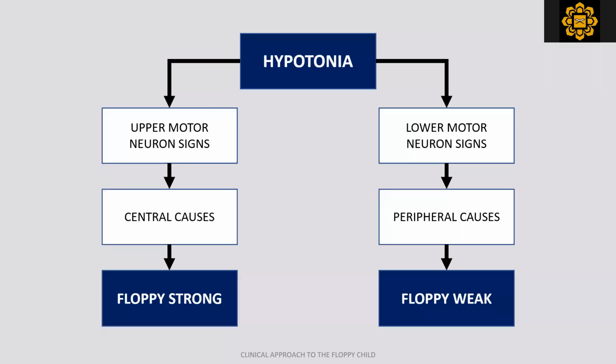When we receive a patient with generalized hypotonia or generalized weakness, we will see in the clinical examination whether the patient has upper motor neuron signs or lower motor neuron signs. Later on, we can say that upper motor neuron signs will narrow us down to think about central causes, whereas lower motor neuron signs will narrow our thinking to peripheral causes. Usually we will say that those with central causes will be floppy strong, whereas those with peripheral causes, we will say them as floppy weak. The weak and strong is not referring to the strength per se, but more to the tone itself, as we can see later on with the signs of the lower and upper motor neuron.